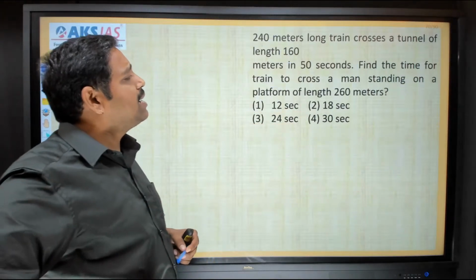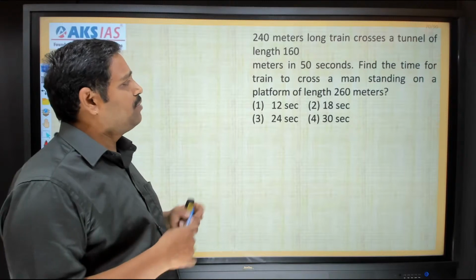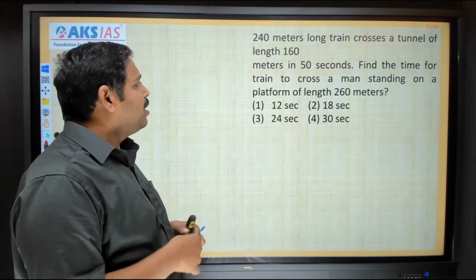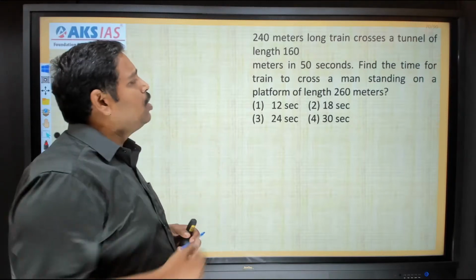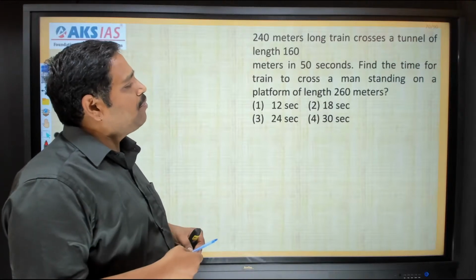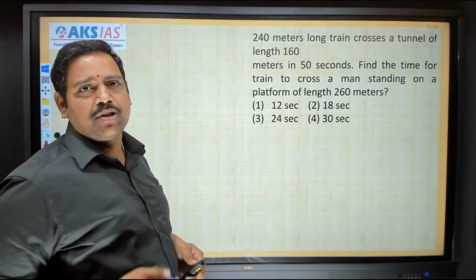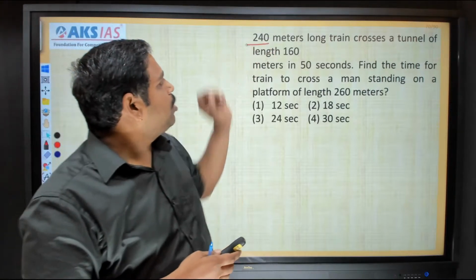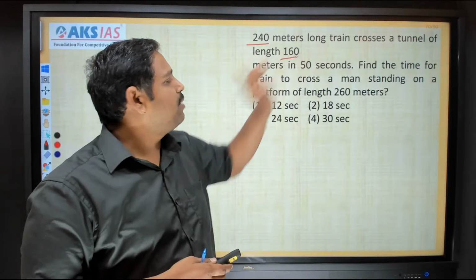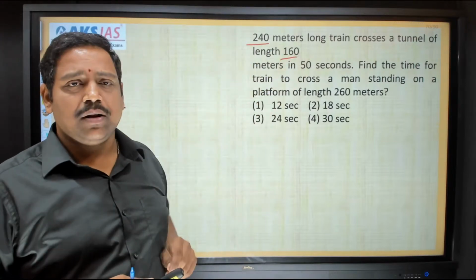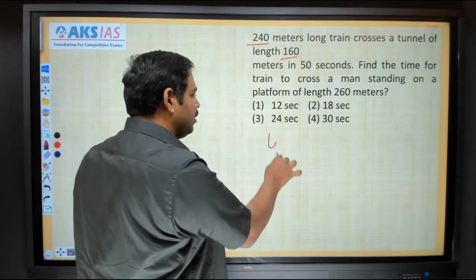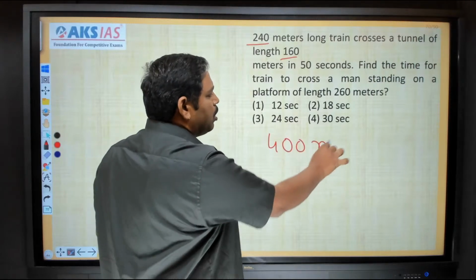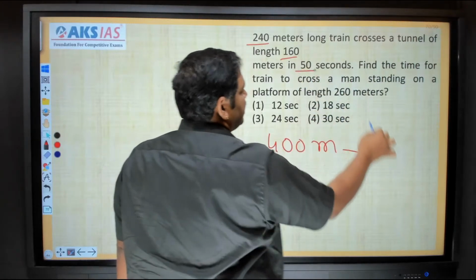A 240 meters long train crosses a tunnel of length 160 meters in 50 seconds. Find the time for the train to cross a man standing on a platform of length 260 meters. Just a similar question, right? Now I don't want to write all the things, directly I am explaining. A 240 meters long train crosses a tunnel of length 160 meters. 240 plus 160 means 400 meters it has to travel. To cover these 400 meters, how much time does it require? 50 seconds. Okay, fine.